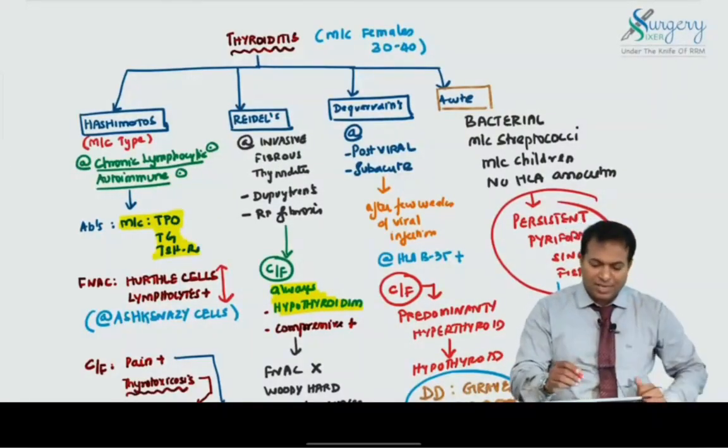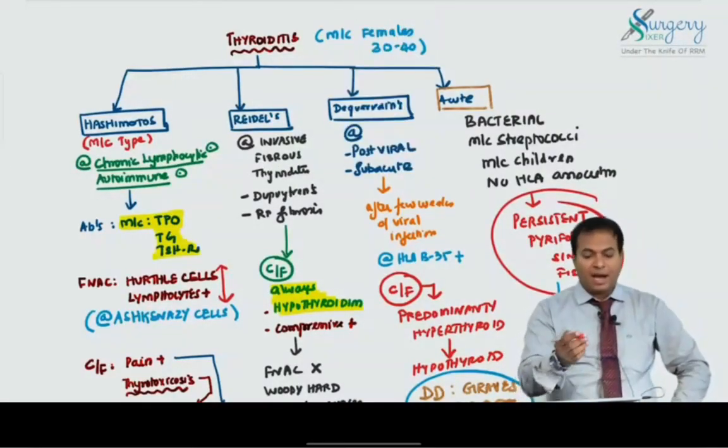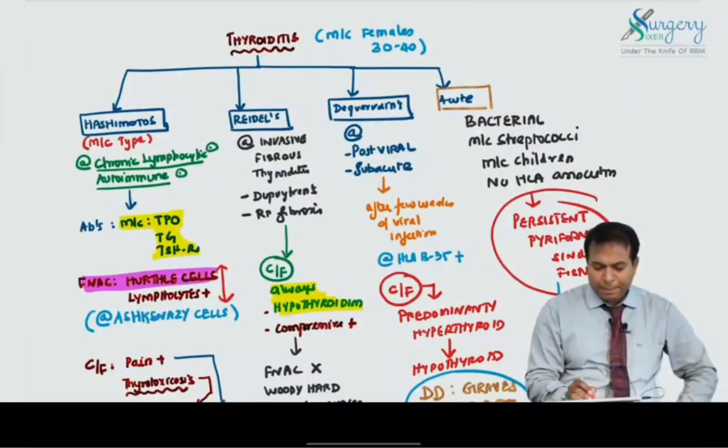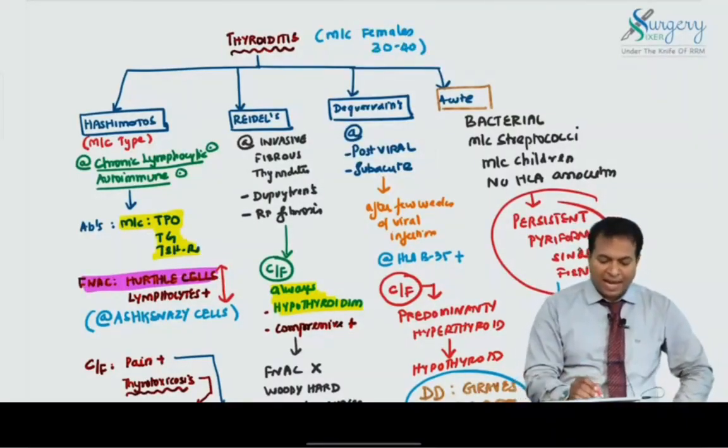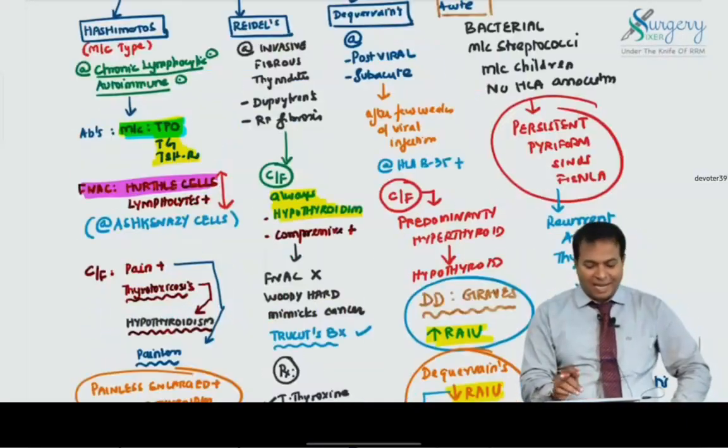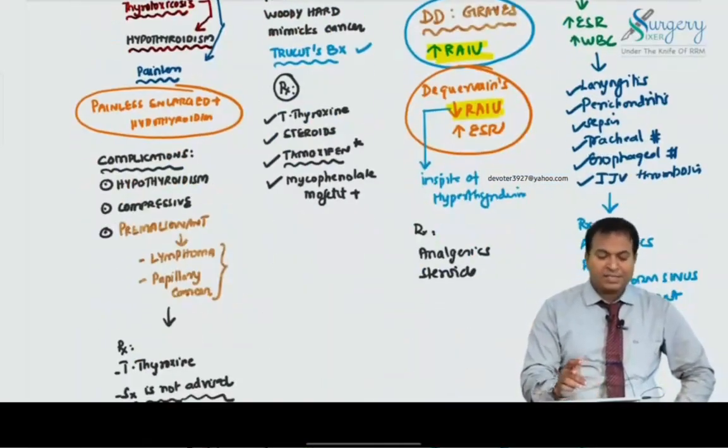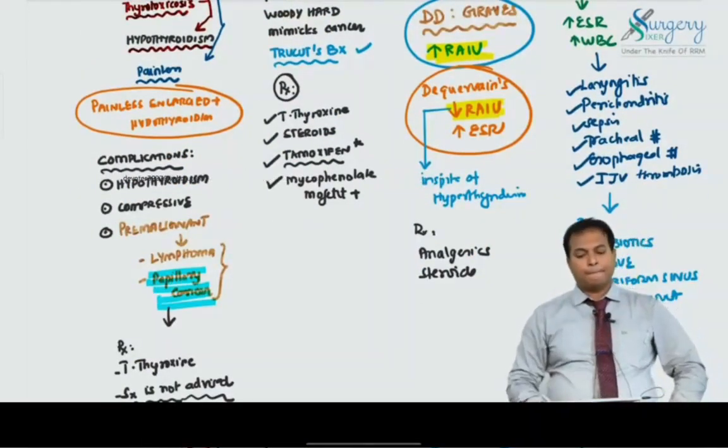So I will tell you what questions have been asked from thyroiditis so far. Hurthle cells on FNAC are seen in Hashimoto's, NEET 2020 question. Most common antibodies seen in Hashimoto's are thyroid peroxidase, NEET 2019 question. And what is the tumor seen in Hashimoto's? Papillary cancer.